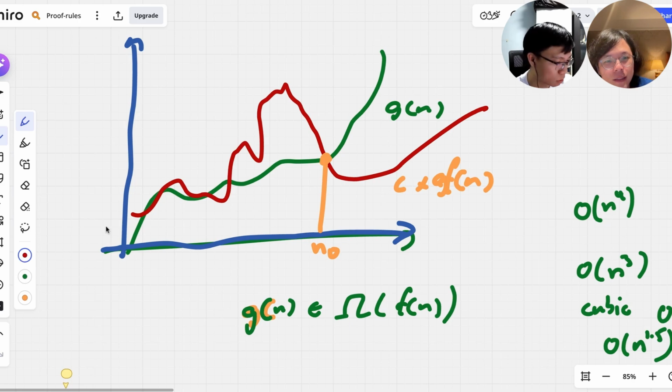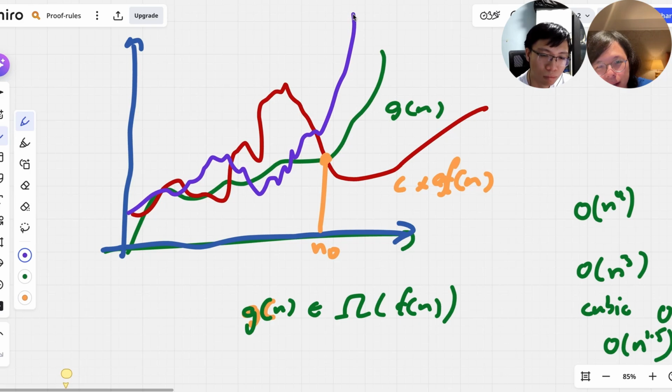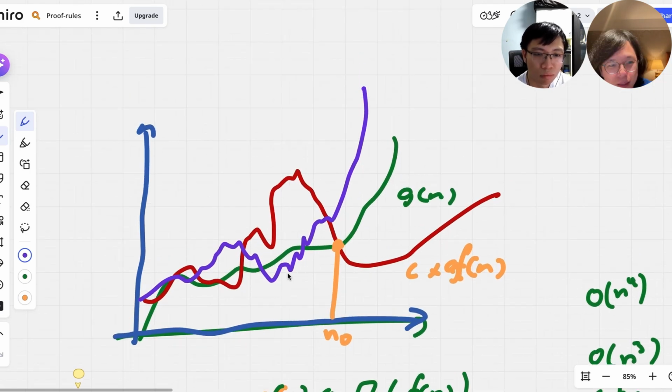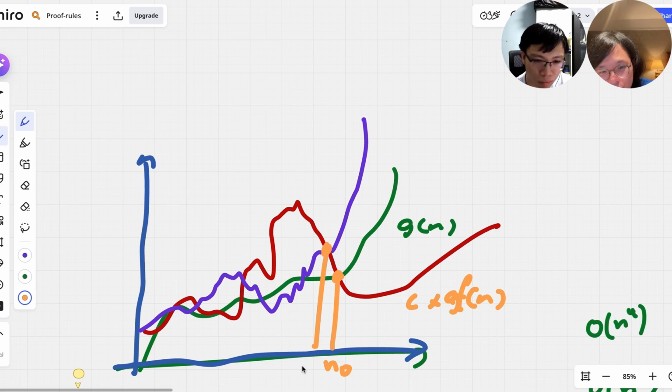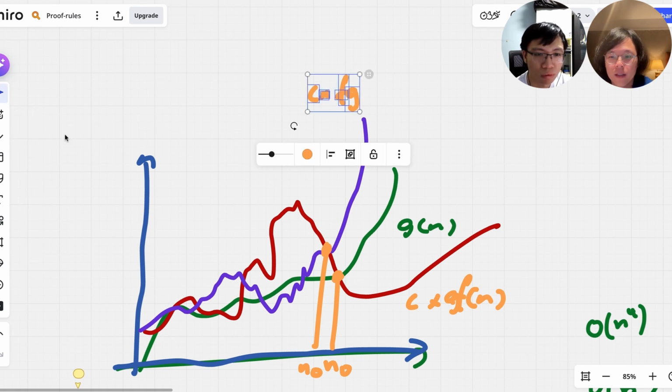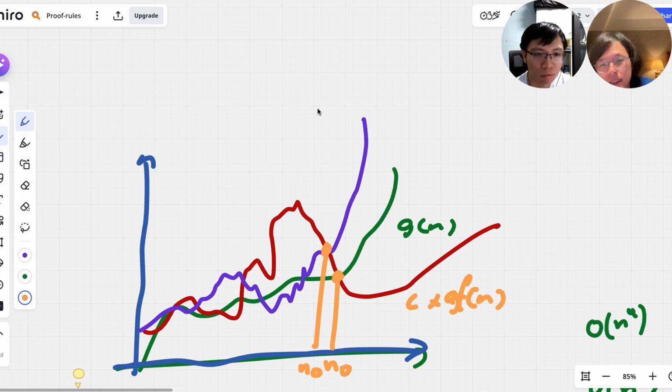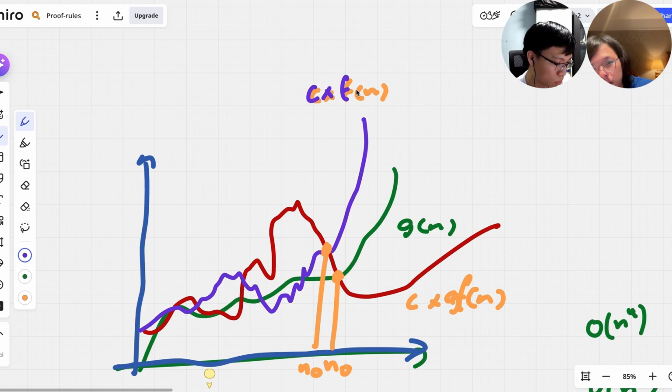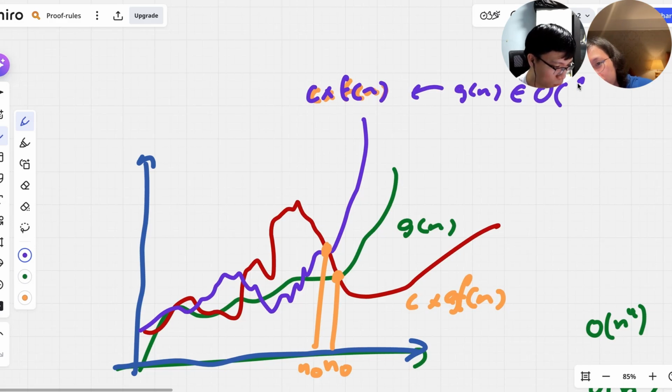On the other hand, if we could find some function, I'm going to call it Fn, where it doesn't really matter what happens at the beginning, but from that n0 onwards, Gn is at most C of Fn, I'm botching this up. Gn is at most C of Fn. So if it's bounded from above, then we would say Gn is in O of Fn.